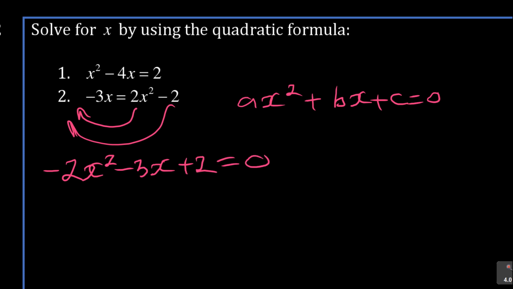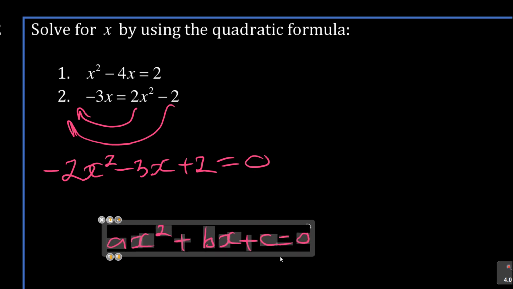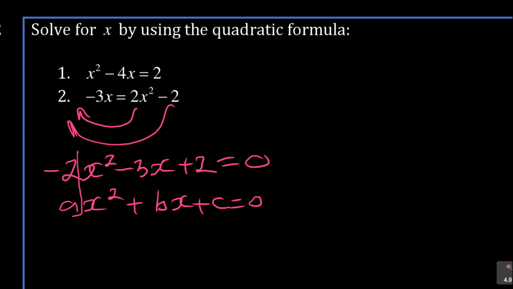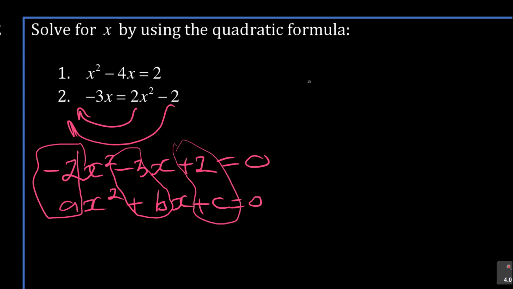Then you can match now with this guy like this. It can give you your a. You can see what is my a, minus 2. You can see what is my b, minus 3. You can see what is my c, it's 2. Then use it in the quadratic formula, then you get it right. So that is that, guys.